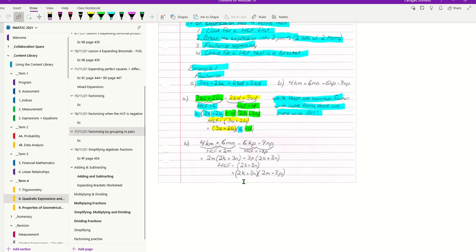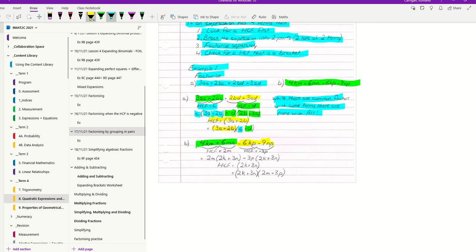Okay, looking at one more example, I've got 4km plus 6m minus 6kp minus 9np. So again, putting them down and dividing them into two terms. If I look again, I've got nothing that's in every single one. I've got k in two of them, an m in two of them, an n in two of them, a p in two of them. So we have 4km plus 6m as our first part, and then our second part is going to be minus, grab the sign, minus 6kp minus 9np.